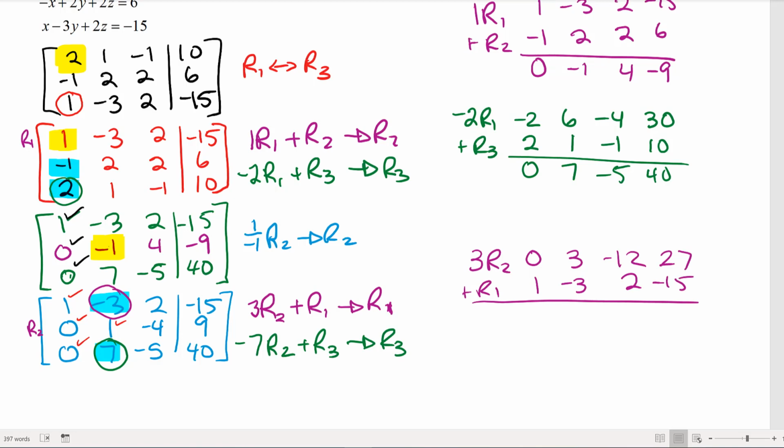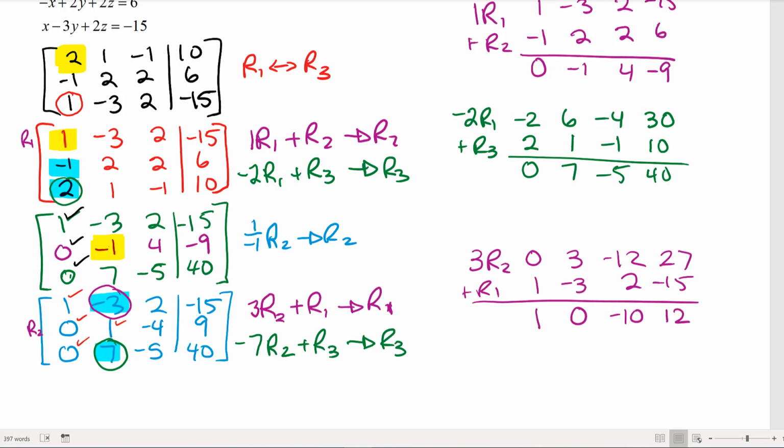Add down. 0 plus 1 is 1, which doesn't change my 1 in the first column, which is good. 3 minus 3 is 0. No surprise there. That's what I was hoping to have happen. Negative 12 plus 2 is negative 10, and 27 minus 15 is positive 12.